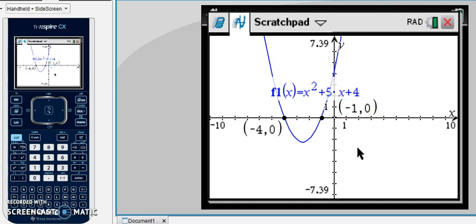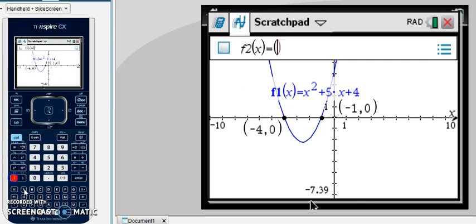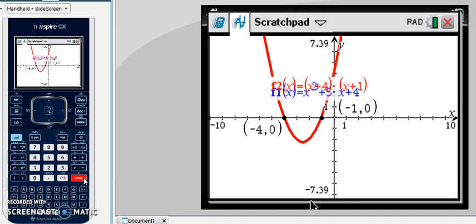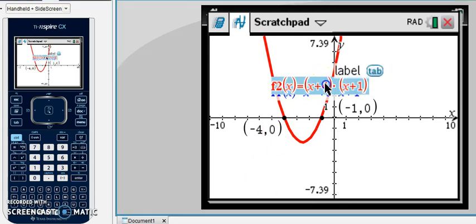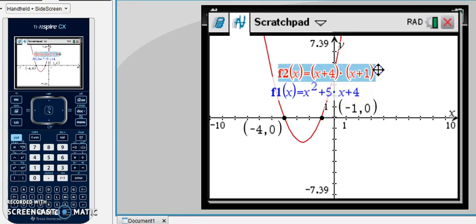So that means this factors into x plus 4, it's going to be the opposite of that, and x plus 1. We can always double check that or see if we factored correctly by graphing our factored form. So if we hit Tab and type in another equation, we can type in our 2 binomials of x plus 4 and arrow over x plus 1. When we do that, it is right on top of our original line. So what that means is these 2 equations are the same.